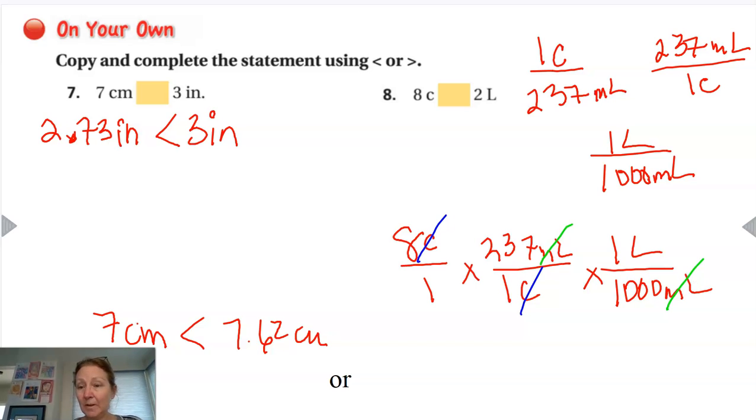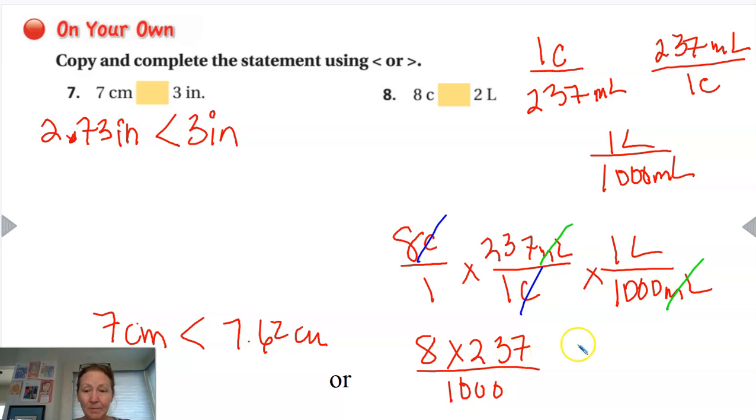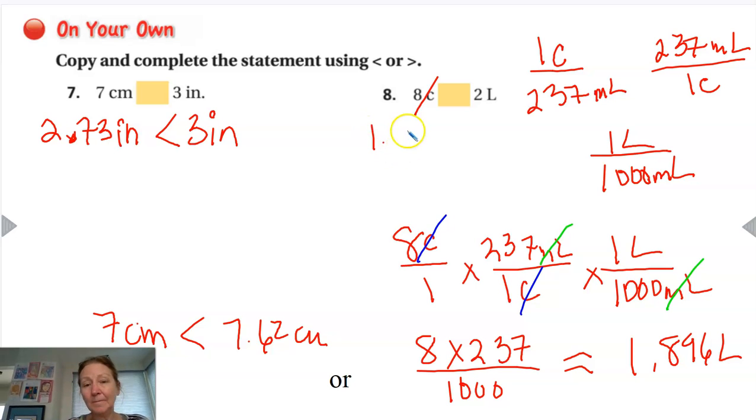When I multiply across, I get 8 times 237 divided by 1,000, which gives me approximately 1.896 liters. So this 8 cups, I can replace that now with 1.896 liters. Definitely 2 liters is greater. Okay, that's it.